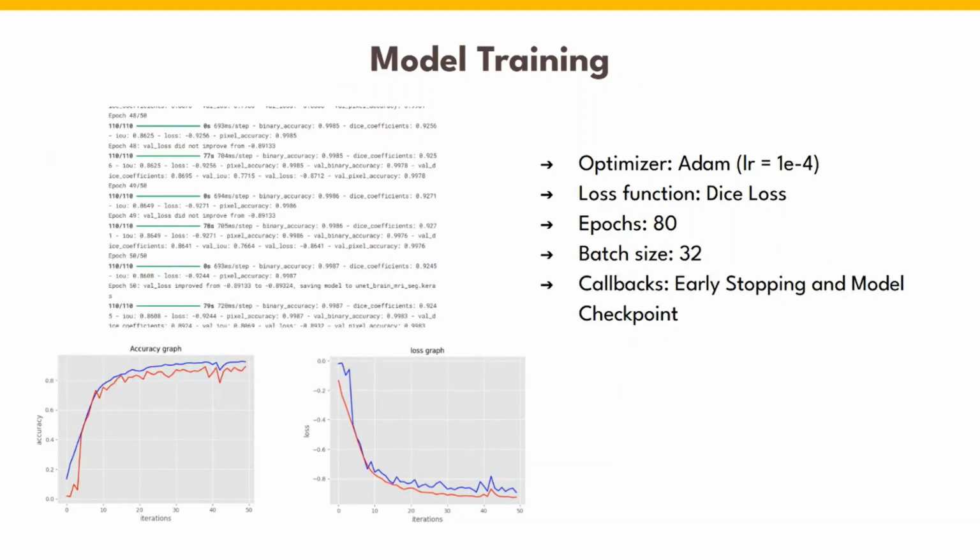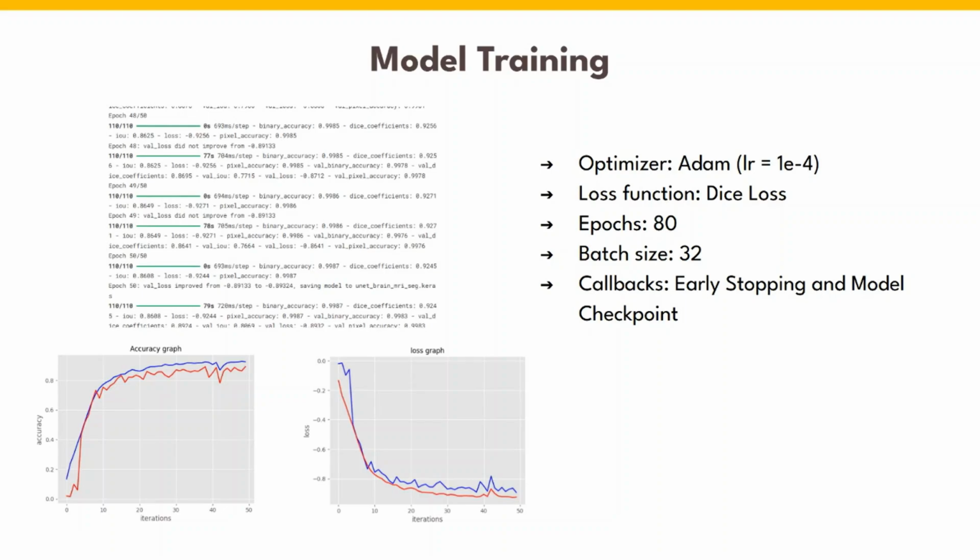For training, we use the Adam optimizer with a learning rate of 10 to the power minus 4. Our loss function was dice loss, which directly optimizes for overlap between the predicted and the actual tumor region. It is especially useful in imbalanced segmentation tasks where the tumor is only a small part of the image. We trained our model for 80 epochs with a batch size of 32 on an NVIDIA Tesla P100 GPU.